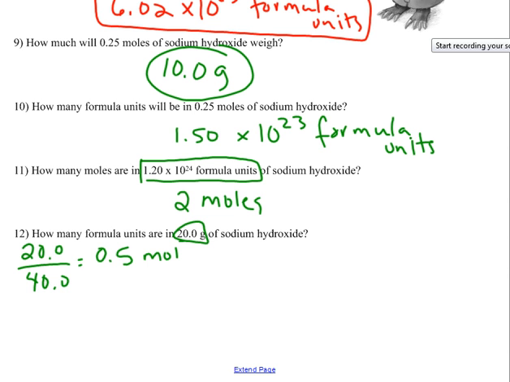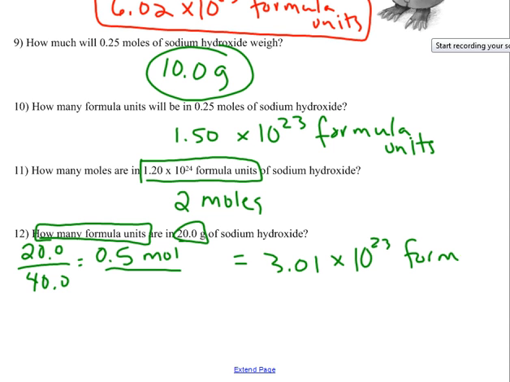But the question is not asking how many moles, it's asking how many formula units. Well, you know that 1 mole has 6.02 times 10 to the 23. Now we have half of a mole, so that's going to work out to 3.01 times 10 to the 23 formula units. So you can see these problems can start to get a little more complex, and there's going to come a time, right about now, when we're going to have to learn how to set up these problems in a little bit more of a formal manner.